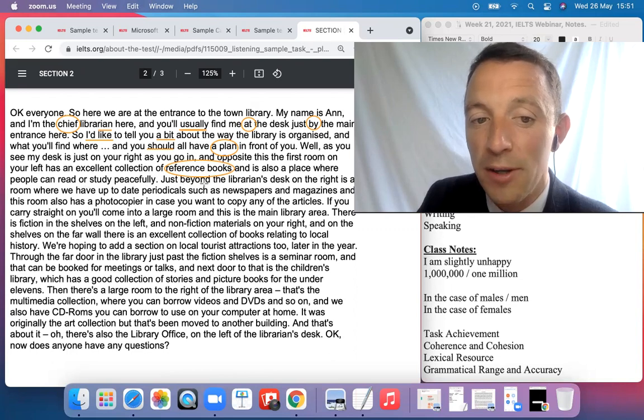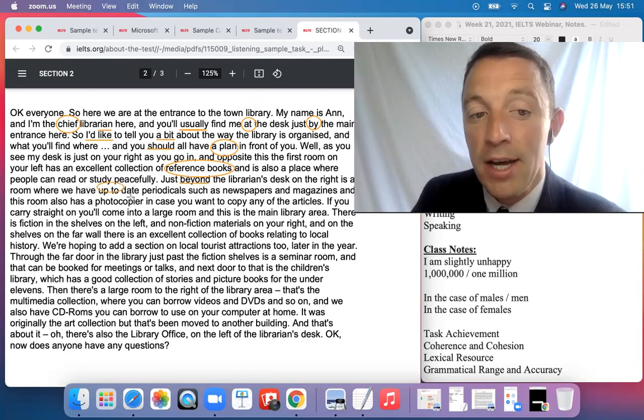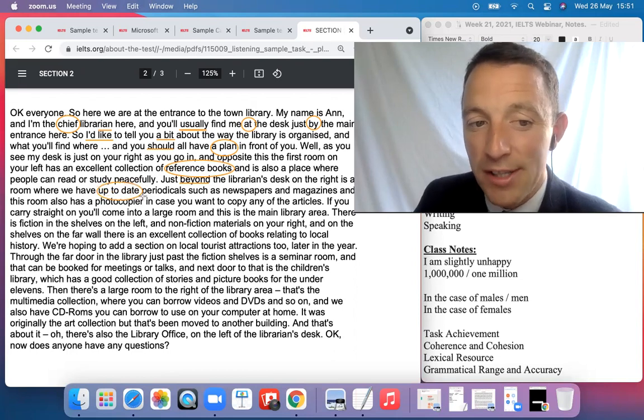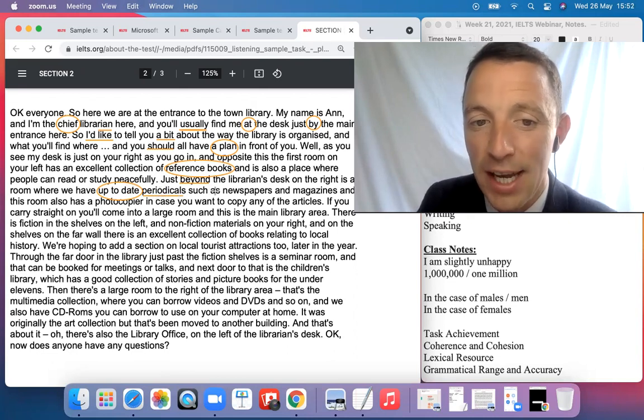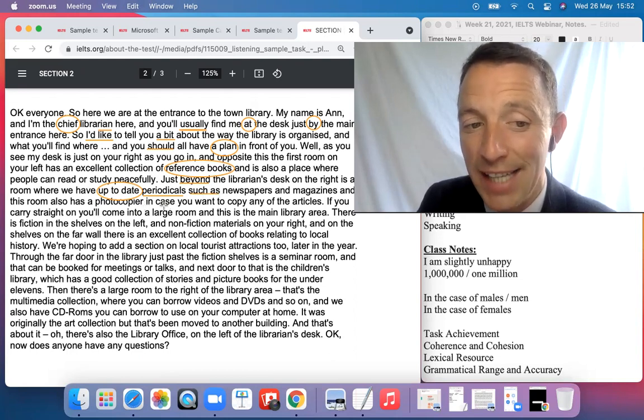Just beyond the librarian's desk on the right is a room where we have up-to-date or modern up-to-date periodicals. So I think that's the answer for the second room. So periodicals just beyond the library desk, such as, or for example, newspapers and magazines. And this room has a photocopier in case you want to copy any of the materials.